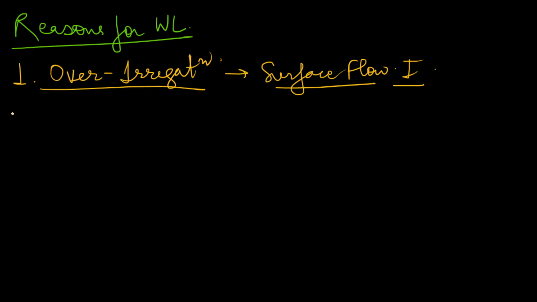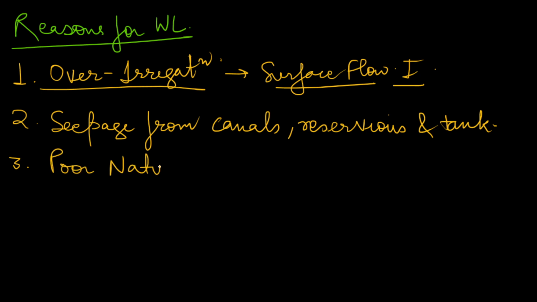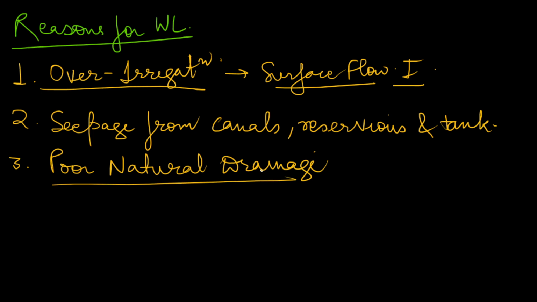Secondly, seepage from canals, reservoirs and tanks. Any seepage from any water source can lead to waterlogging in the agricultural field. Poor natural drainage is another problem. If the drainage is not proper, the excess water cannot move out of the field, which will lead to problematic waterlogging. So poor natural drainage, or you can simply write poor drainage instead of writing natural.